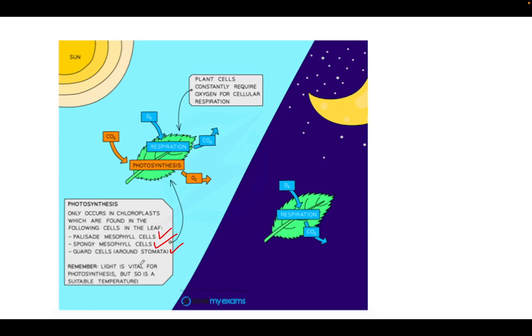Remember that light is vital. Like we saw in our video, we can test for photosynthesis to see if light was used. If light is there, starch will be found. If light is not there, then starch won't be there, meaning photosynthesis does not happen. And also temperature is very important, but an ideal temperature, not a very high temperature, because a high temperature, we saw, can denature enzymes.